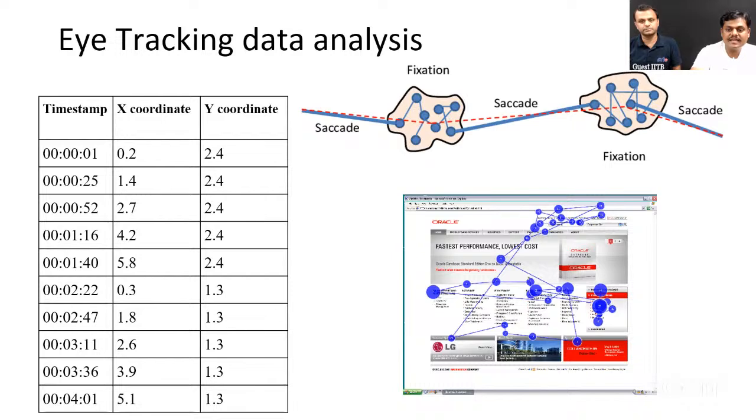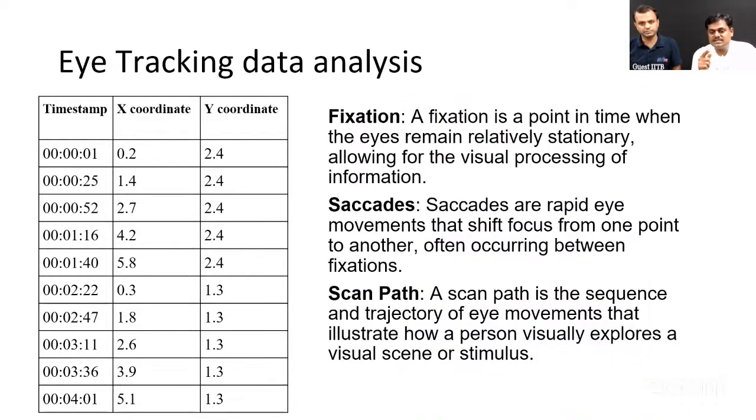So a scan path is a sequence and trajectory of eye movements that illustrate how a person visually explores a scene or a stimulus. You can skip some loaded words like stimulus and, in a simple way, directly think about a scan path. It gives you a trajectory of a learner's overall visual behavior captured using an eye tracking tool.